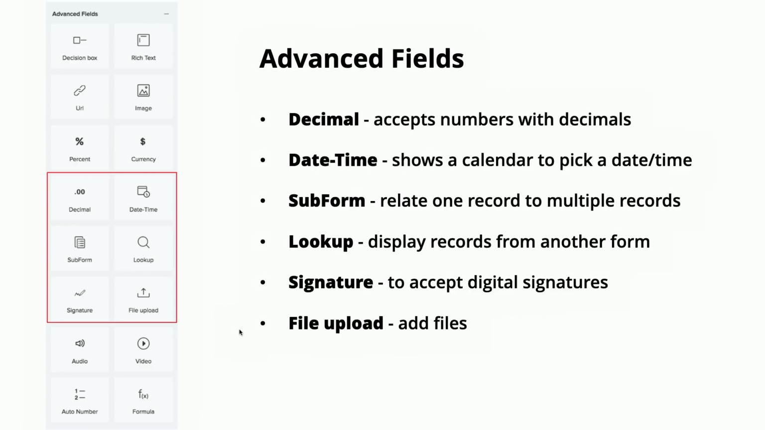So the lookup allows you to create that relationship between two different entities. So if you want to relate data from one form to the other form, you're going to be using a lookup field. On a mobile device, you will actually be able to tap and then just use a signature.